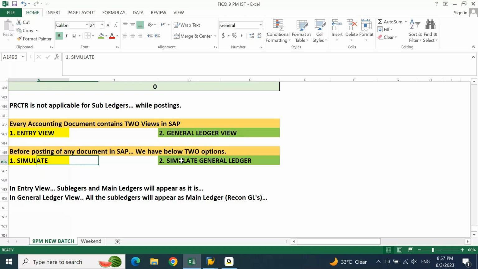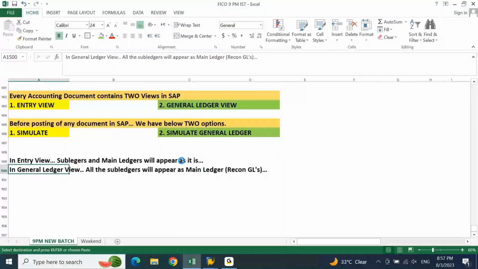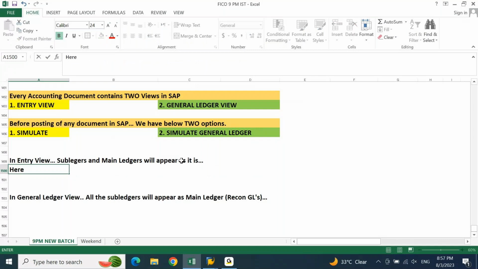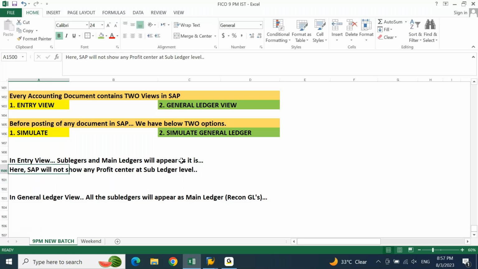Now, here SAP will not show any profit center at subledger level. This is one point.